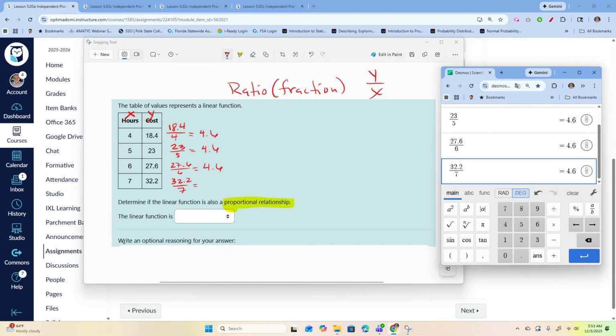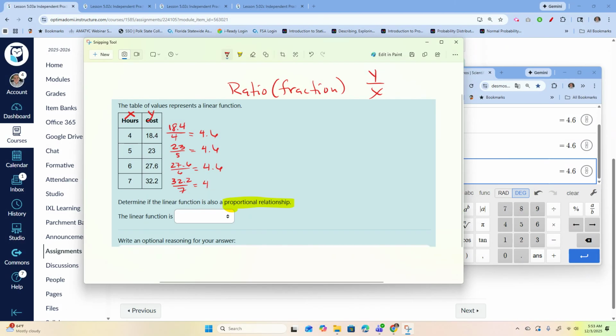And you can see that for each division, I got the same answer. And when I get the same answer, we say that is proportional. Okay? And that's how you do this problem. Now let's go to the next problem.